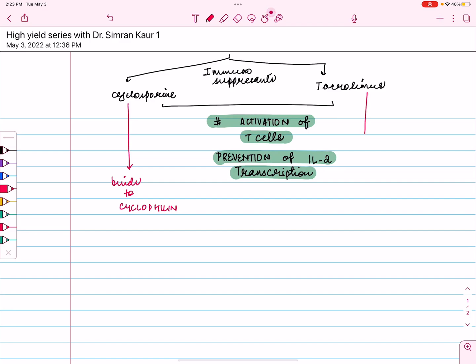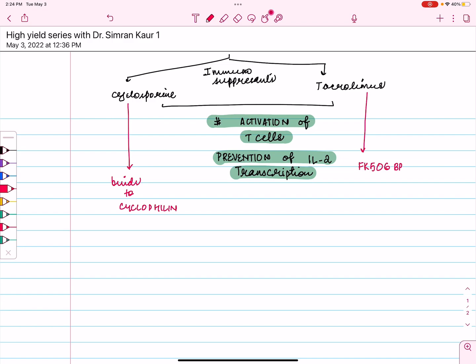Whereas tacrolimus is going to bind to something known as FK506 binding protein. So number one, their binding targets are different. Cyclosporine is binding to cyclophilin and tacrolimus is binding to the FK506 binding protein. But the common action is both of them inhibit the T cell activation by inhibiting the interleukin 2 transcription. Alright.